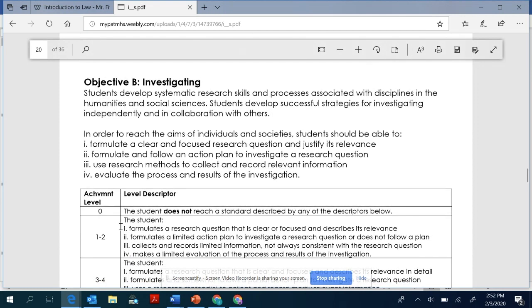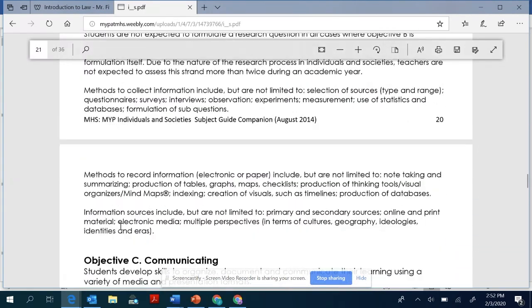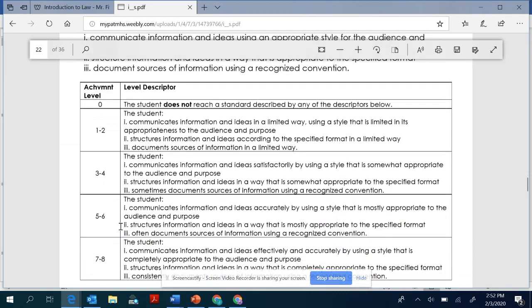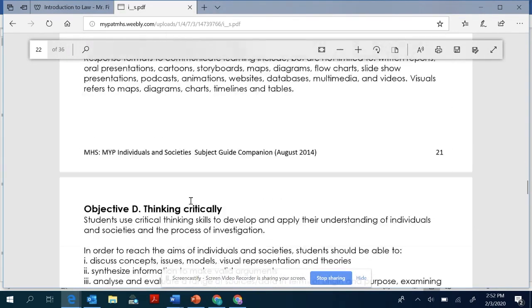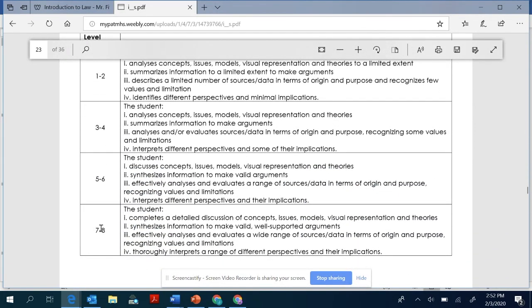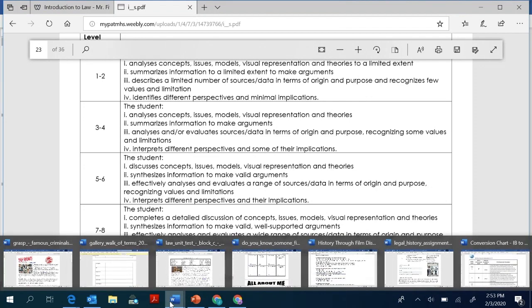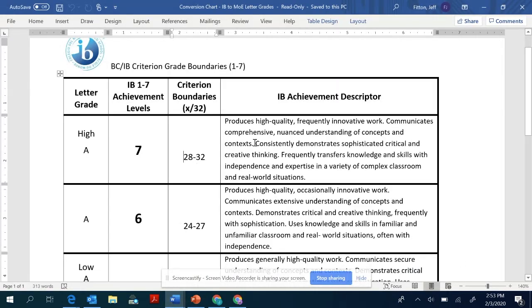So there'd be objective B, investigating in individuals and societies, and this would vary based on sciences, maths, or language acquisition. And then you would have objective C, and the rubric is out of 8 once again here, and objective D out of 8. So a teacher looks in their grade book, and over time, what they would do is determine, well, what has the kid gotten overall on those particular criteria?